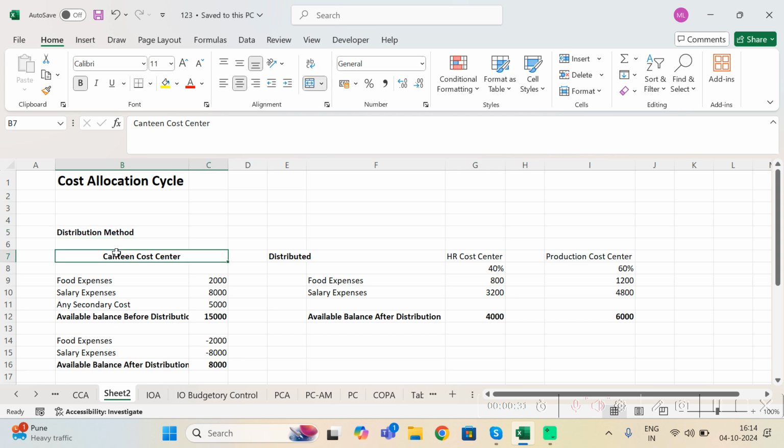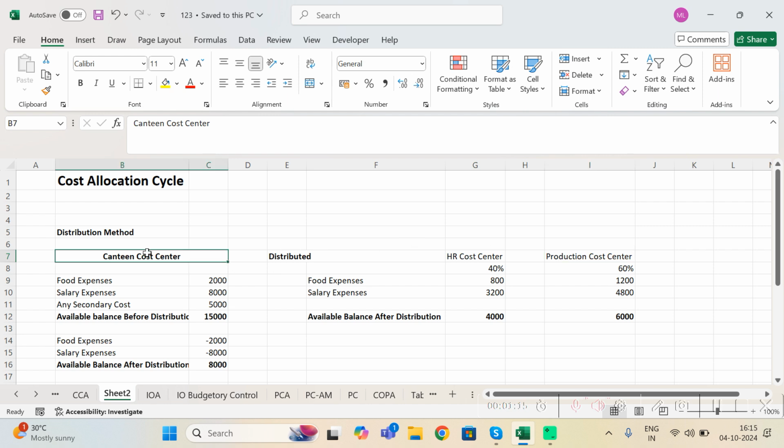Assume that there is a manufacturing plant. In that plant, the company has set up a canteen facility for the employees. So for that, assume the company has created one canteen cost center. Whatever canteen-related expenses there are, they book under the canteen cost center, and during the month end they distribute the canteen expenses to two departments, the HR cost center and the production cost center, because the employees of these two cost centers go and eat in the canteen and take advantage of it.